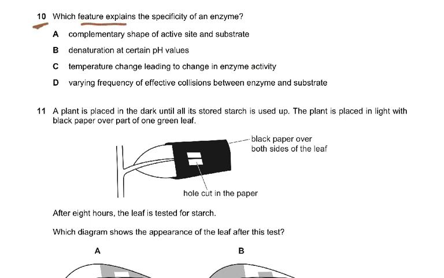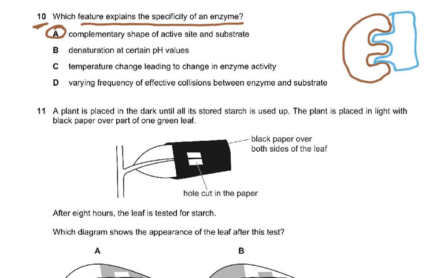Question number 10. Which feature explains the specificity of an enzyme? Complementary shape of active site and substrate. Yes, that is the answer. But why are the others wrong? Well, we see all enzymes would denature at certain pH values. So that's not telling us the specificity. Specificity means that this enzyme, say this is amylase, why would it only work on starch?